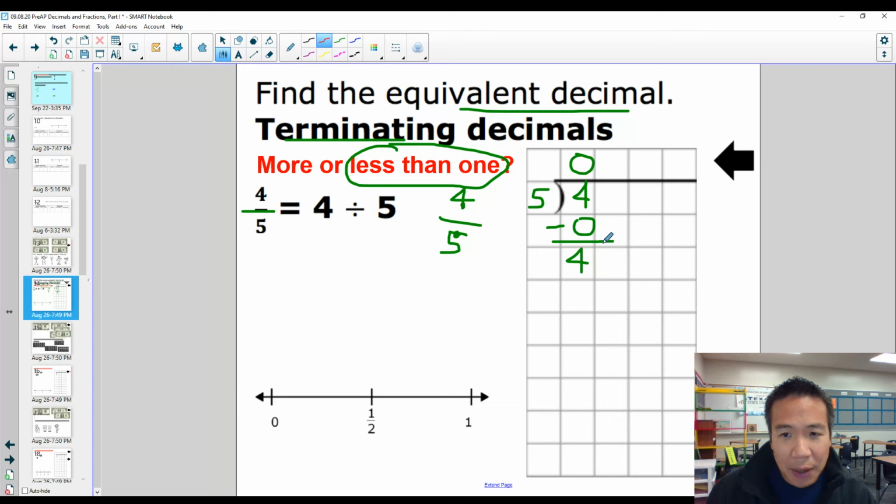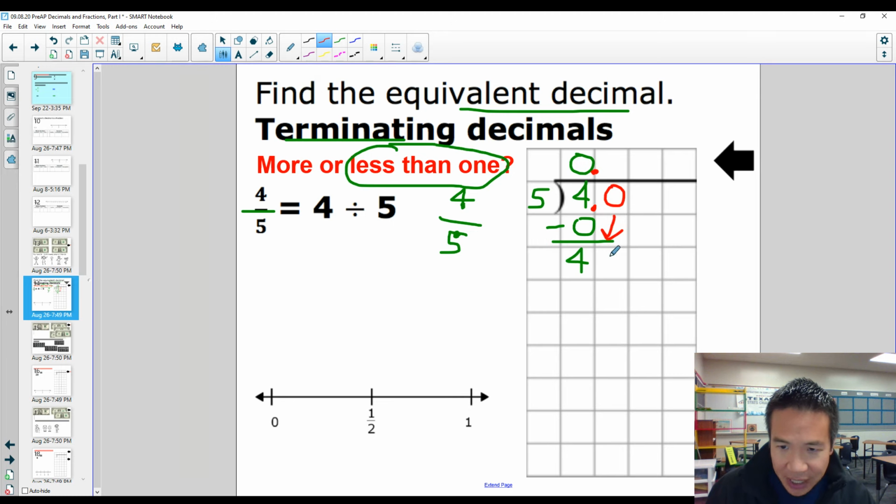So how do you do that? You put a placeholder here. It's called annexing 0. So we're annexing a 0. So put a decimal point right here. Because 4 whole is the same thing as saying $4.00. Now bring down a 0, just like in elementary school.